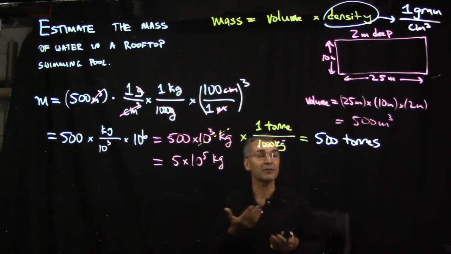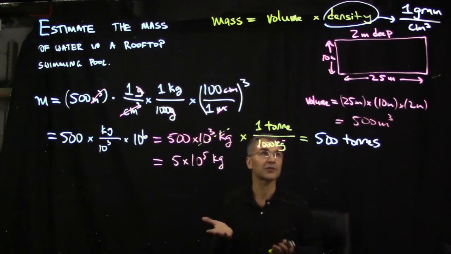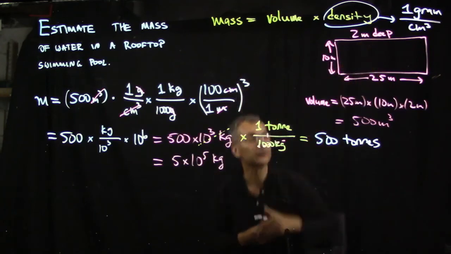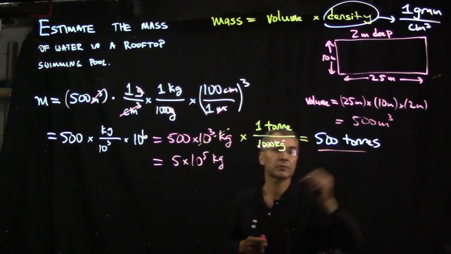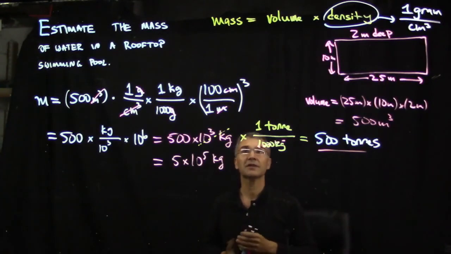Now, an equally plausible number would be like 1,000 tons or 200 tons, maybe even 100 tons. But I would say probably bigger than 100 tons and probably no more than 1,000 or 2,000 tons, because there's only so far we could stretch these factors. But anyway, my estimate for the mass of a rooftop swimming pool is 500 tons.